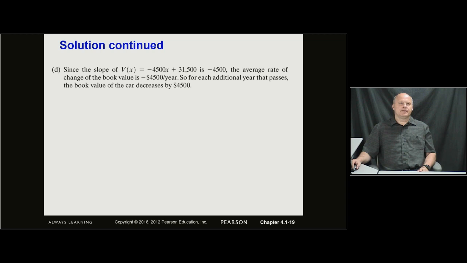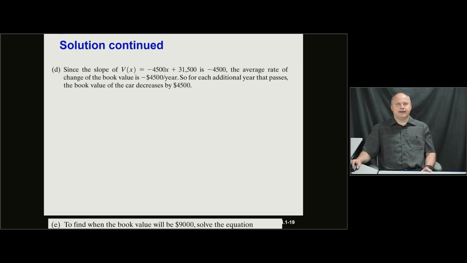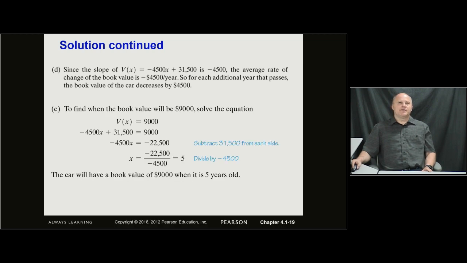Now, step D. Since the slope of v of x equals negative 4,500x plus 31,500 is negative $4,500, the average rate of change of the book value is negative $4,500 per year. So each additional year that passes, the book value of the car decreases by $4,500. And you're like, what are they asking here? Well, they want us to interpret the slope. And the slope is negative 4,500. What that basically means is each year the car value declines $4,500. Simple as that.